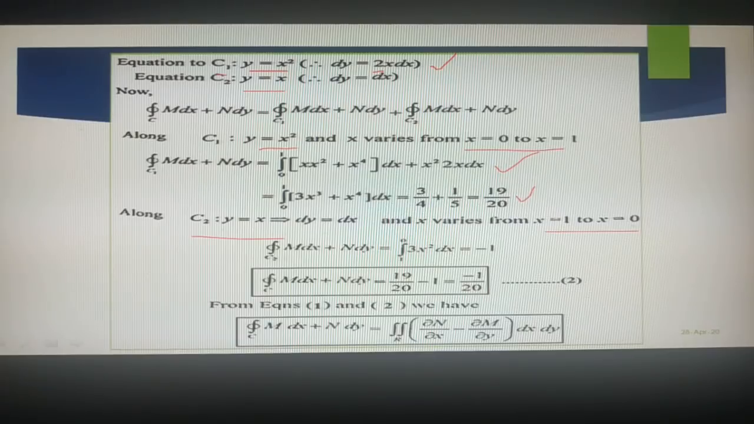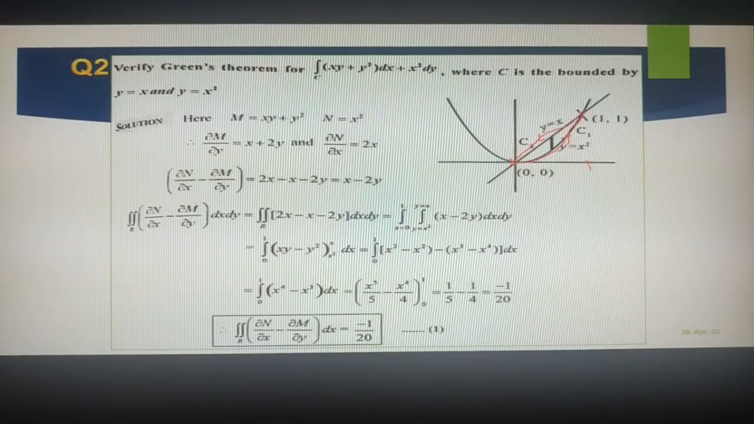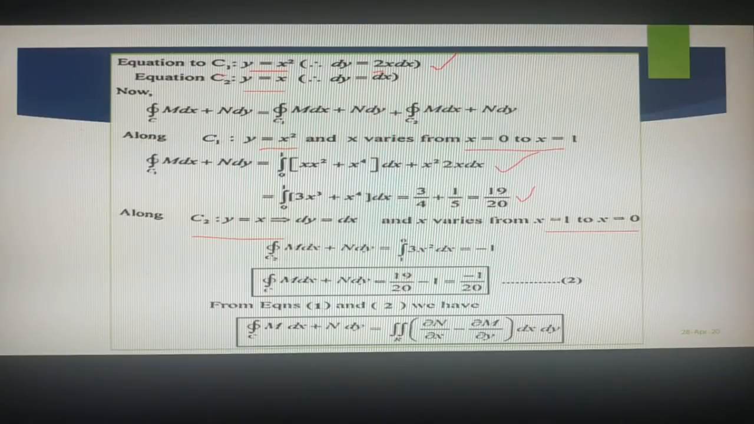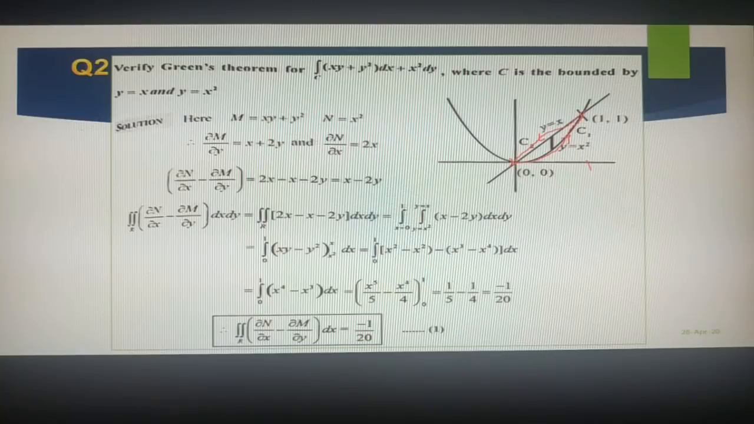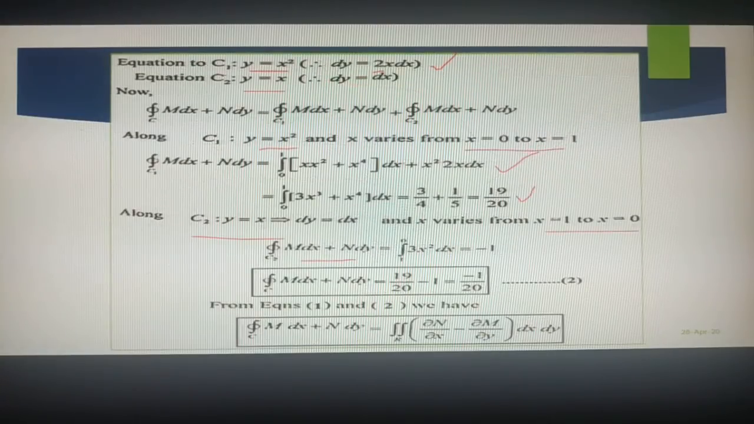And C2, the straight line. Why are you taking the limits from 1 to 0? Because of orientation here. You have to start from here to here, counterclockwise direction. So x is starting at 1 and reaching to 0. If you take those limits 1 to 0, and of course y is equal to x we have to substitute, and in place of dy we will substitute dx. In place of M dx plus N dy in our original equation, we will substitute y is equal to x, so dy is equal to dx. I will get this result.